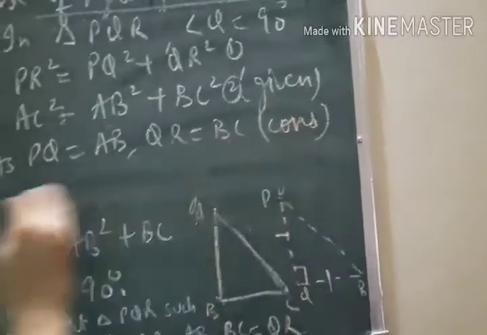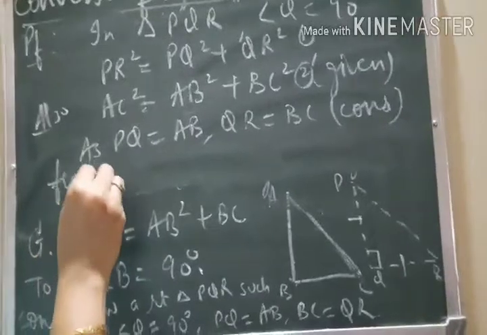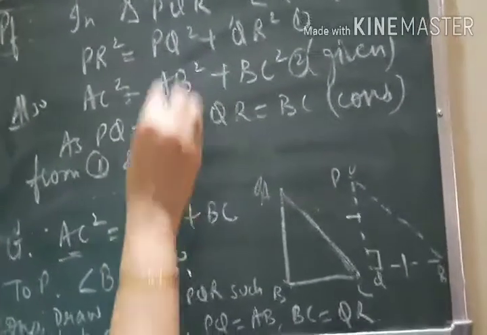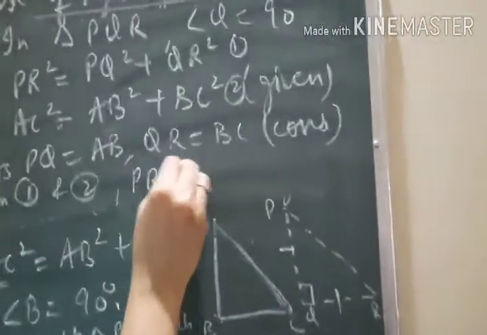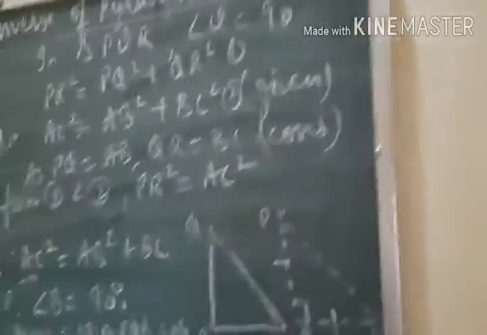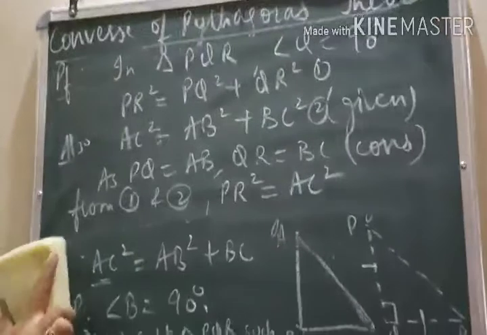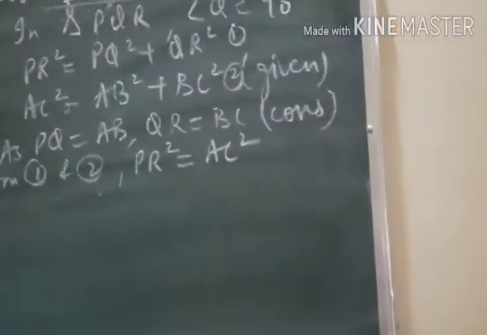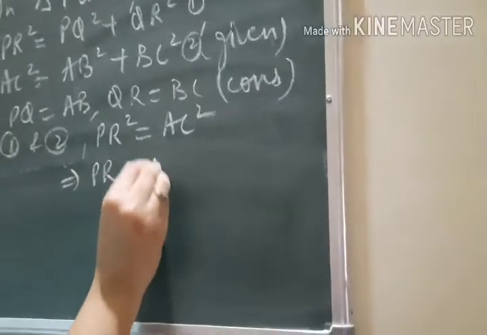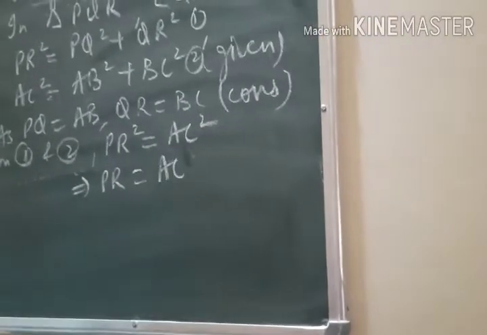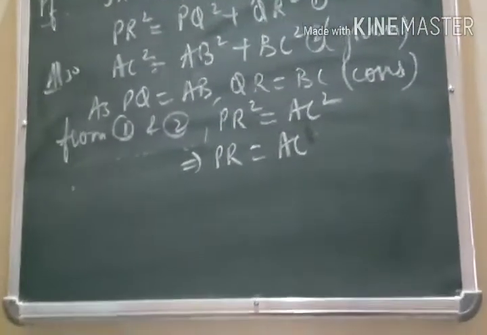What can we write from 1 and 2? The right hand sides are all equal, that means the left hand side will also be equal. So PR square is equal to AC square. From 1 and 2, PR square and AC square will be equal. This implies PR is equal to AC. The squares will be cancelled and PR will be equal to AC.